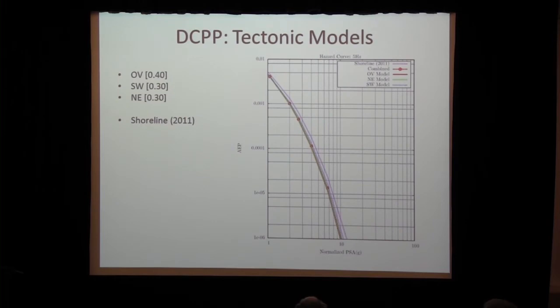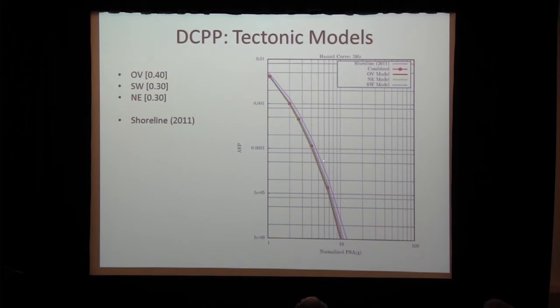So now if we start breaking into the sensitivity analysis, I'll go through a bunch of these, and then again, like I said, I'll end up with tornado plots. This is looking at the different tectonic models. So again, we've got the 3 cases here with their weights, 40%, 30%, 30%, and as well, I've plotted on here the Shoreline plot. This is now for 5 Hertz spectral acceleration.